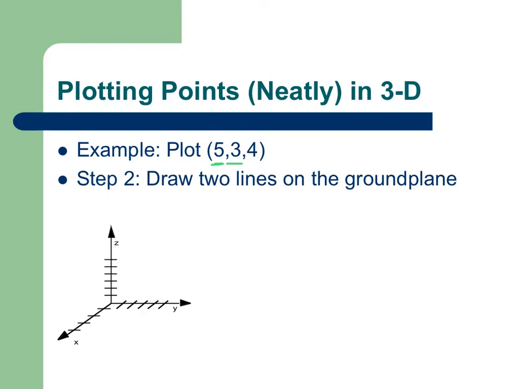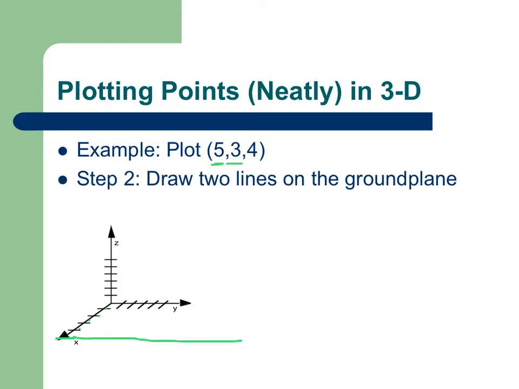So the X axis has a 5, so we need to go 1, 2, 3, 4, 5. We're going to go about here, and we're going to draw as straight a line as we can here, parallel to the y-axis.